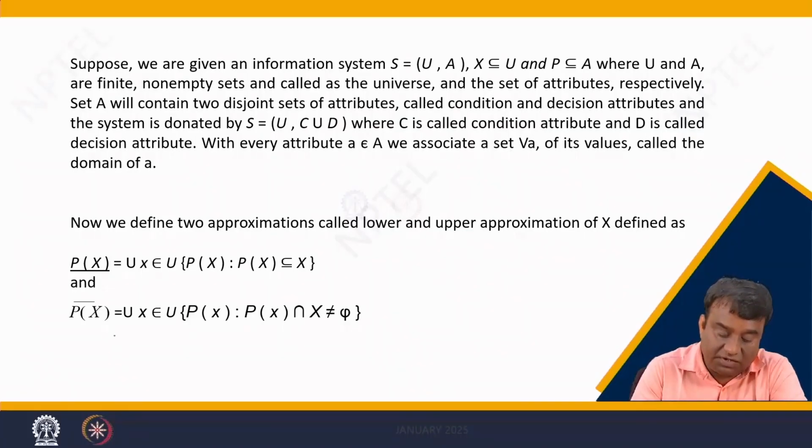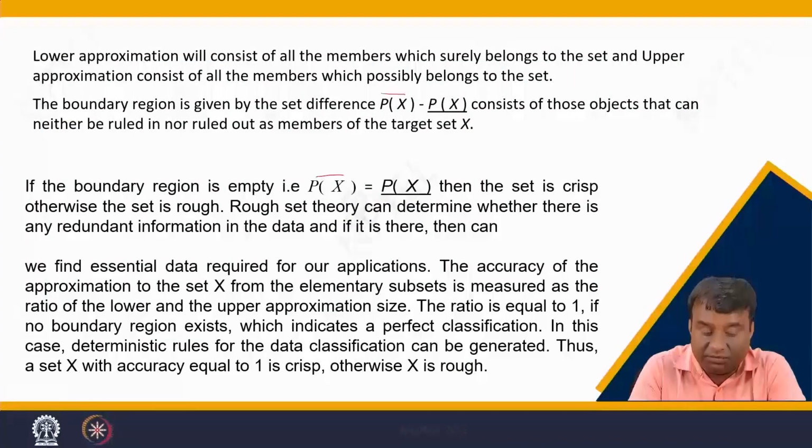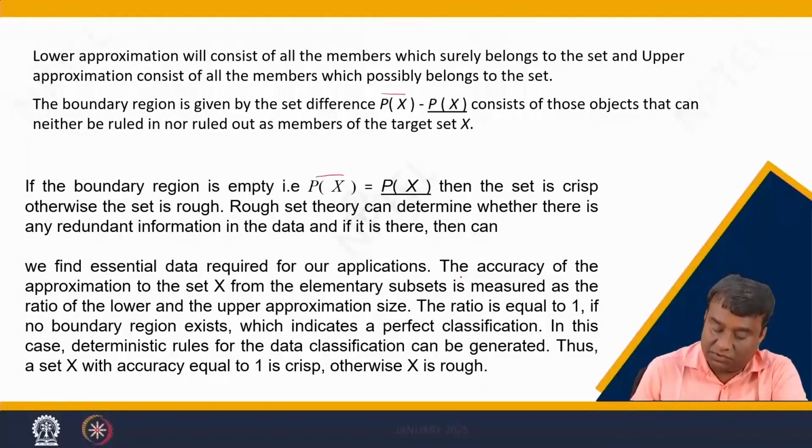So in the last class, we also defined the upper approximations and lower approximations. The lower approximation will consist of all the members which surely belong to the set. And upper approximation consists of all the members which possibly belong to the set. So boundary region is given by the set difference. These are the objects that can neither be ruled in nor ruled out as members of the target set X. You know that if the boundary region is empty, these two are equal, then the set is crisp, otherwise it is a rough set. And also the accuracy of approximation. If it is 1, then it is the crisp set. If not 1, then it is the rough set. That you know.